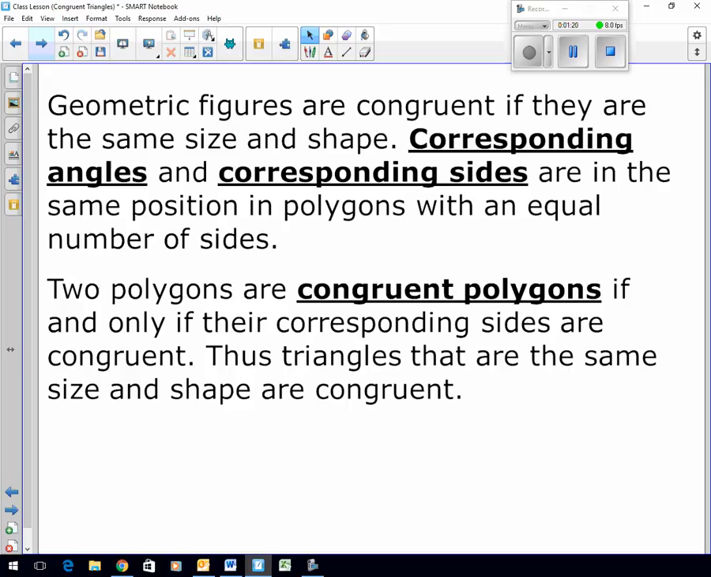Corresponding angles and corresponding sides are in the same position in polygons with an equal number of sides. Two polygons are congruent polygons if and only if their corresponding sides and angles are congruent. Thus, triangles that are the same size and shape are congruent.